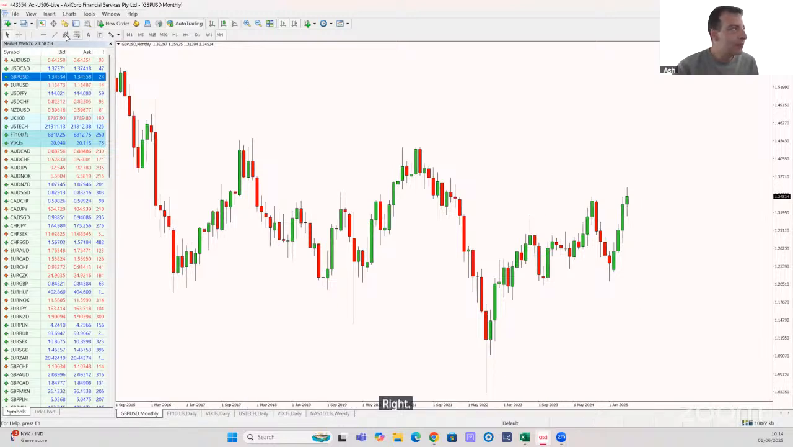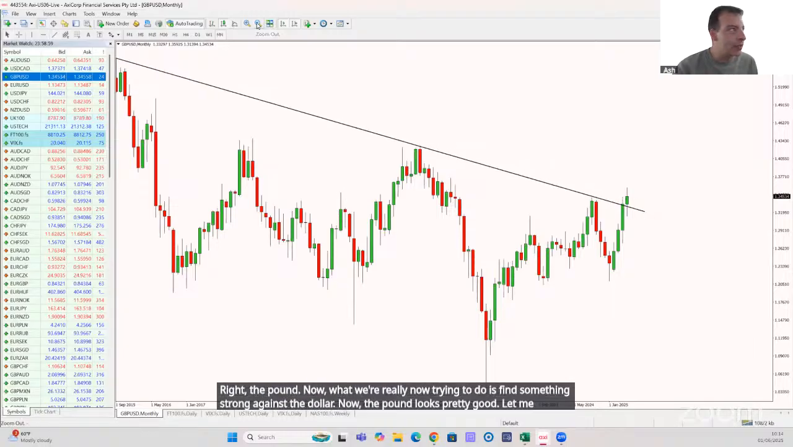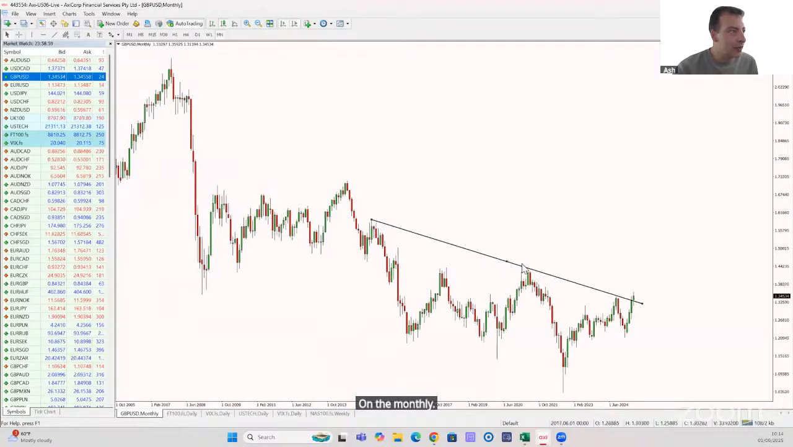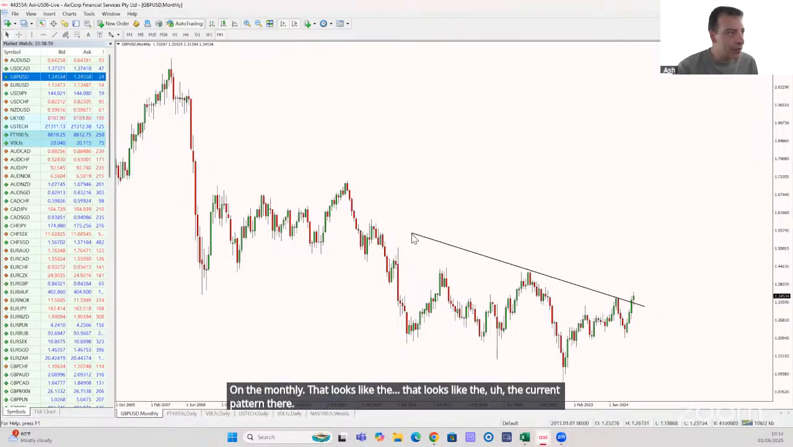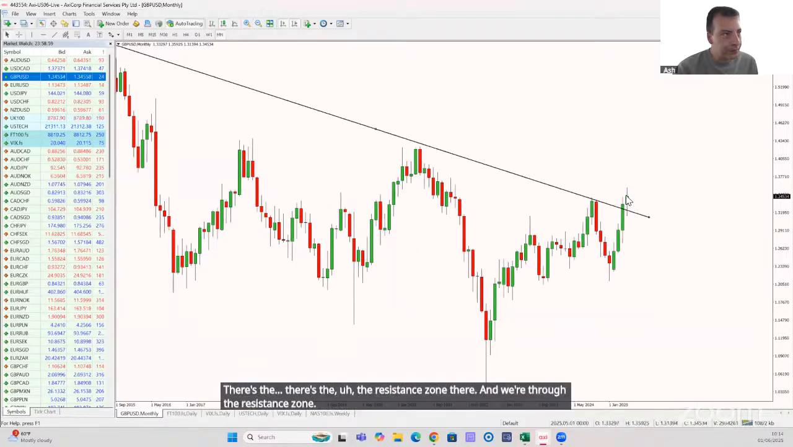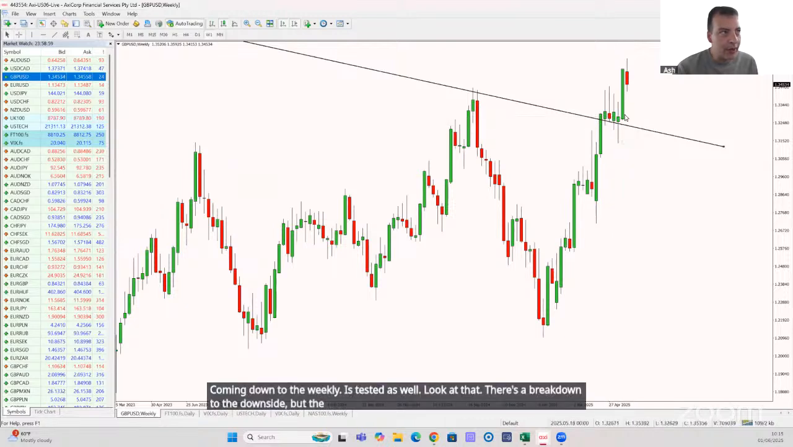Right, the pound. Now what we're really trying to do is find something strong against the dollar. The pound looks pretty good. Let me just double check this area on the monthly. That looks like the current pattern there. There's the resistance zone there, and we're through the resistance zone. Going down to the weekly, it's tested as well. Look at that. There's a breakdown to the downside, but the bulls pushed it back up again. So the pound looks good.